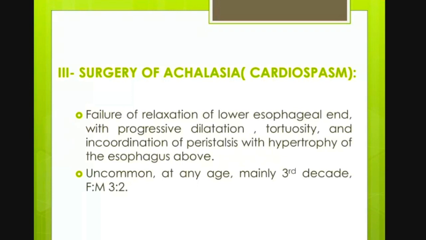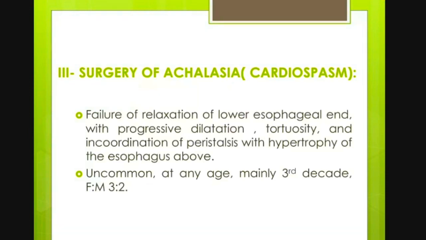When there is a failure of relaxation, it means there is an abnormality. If you remember, there are two nerve supplies in the esophagus. One is between the mucosa and the muscle, and the other between the two layers of the muscle, which we call the Auerbach plexus. When there is a deficiency, absence, or less nerve supply, this is congenital and leads to achalasia.